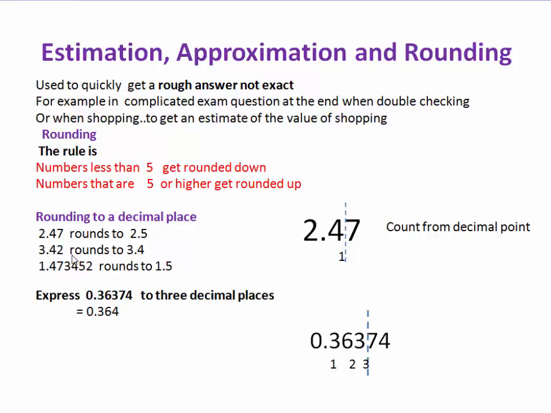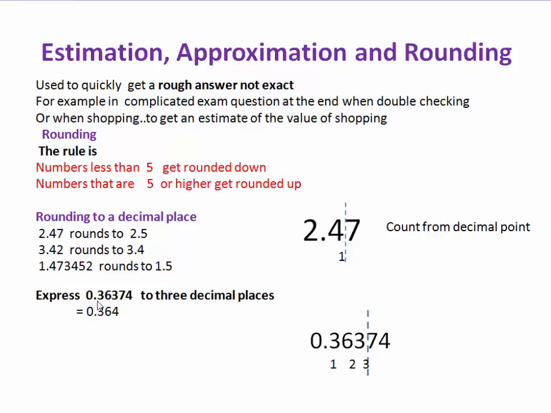So we've got 3.42, we want to round that to one decimal place. Look at this 2, so look at the rule, numbers less than 5 get rounded down, so the 4 remains as 4, so that's 3.4. Longer number, again the rule's the same, so if we've got 1.473452, we look at the first decimal place, which is 4, and then the number next to it. So this number 7, is it 5 or higher? Yes it is, so it gets rounded up, so it becomes 1.5.